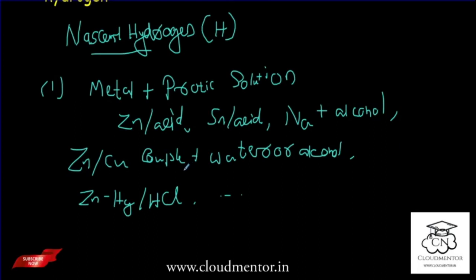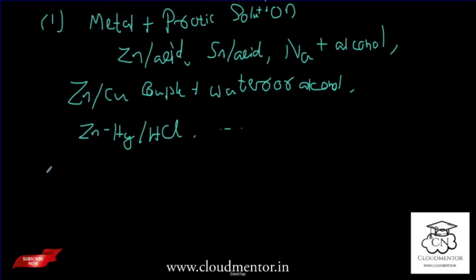We have heard of nascent oxygen, nascent hydrogen, and such things. The sources of nascent hydrogen are zinc with acids, tin with acid, or sodium with alcohol, or zinc copper couple with water or alcohol, and zinc mercury amalgam with HCl. That was the metal with the protic solution.